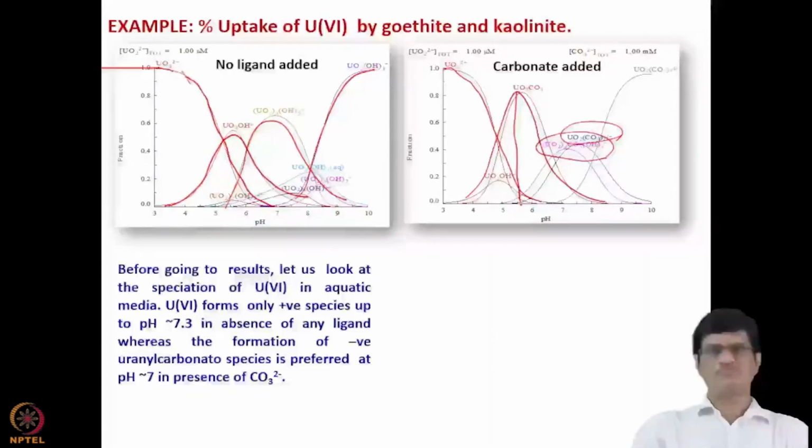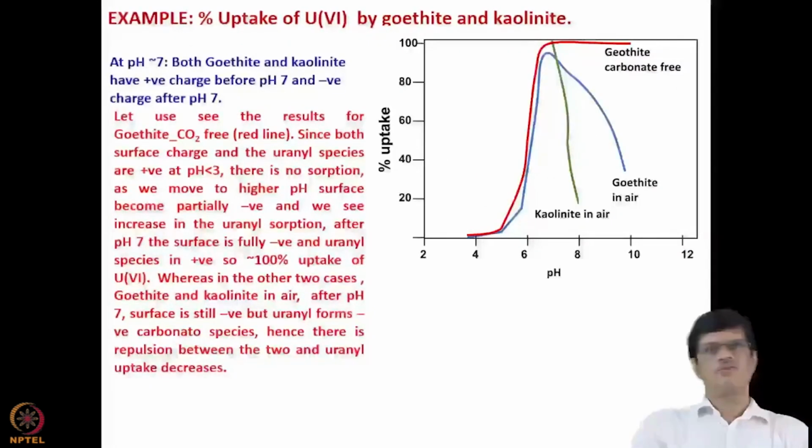So now let us see whether we have the studies carried out at different pH values containing carbonate as well as without the carbonate. Now this example, we come here for this uranyl ion uptake by goethite as well as kaolinite.